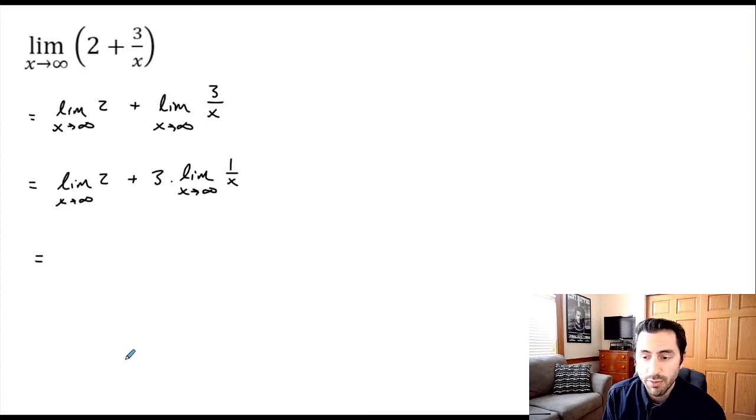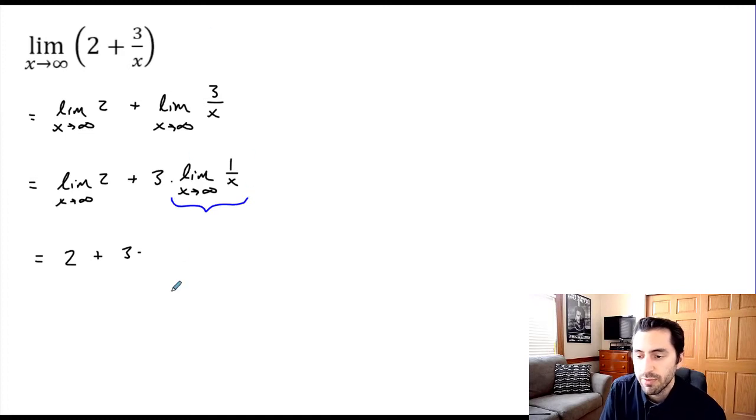So the first limit, the limit as x approaches infinity of 2, that's just the limit of a constant. So that is always just going to be whatever the constant is. So this is just 2. Then we have plus, and we have our 3. And now this is what we just talked about. We just established this fact.